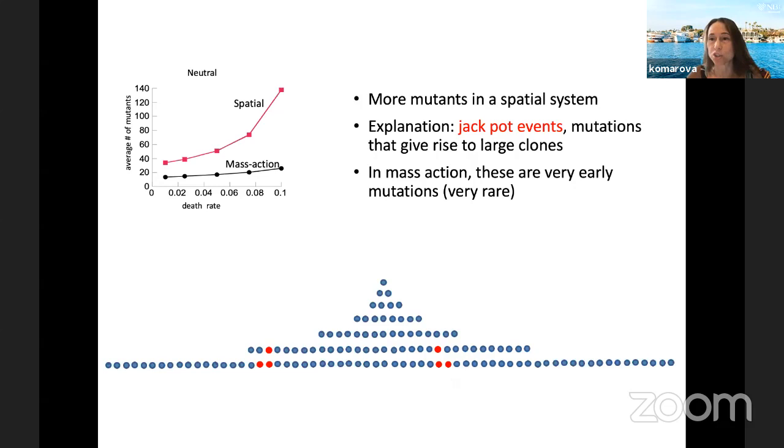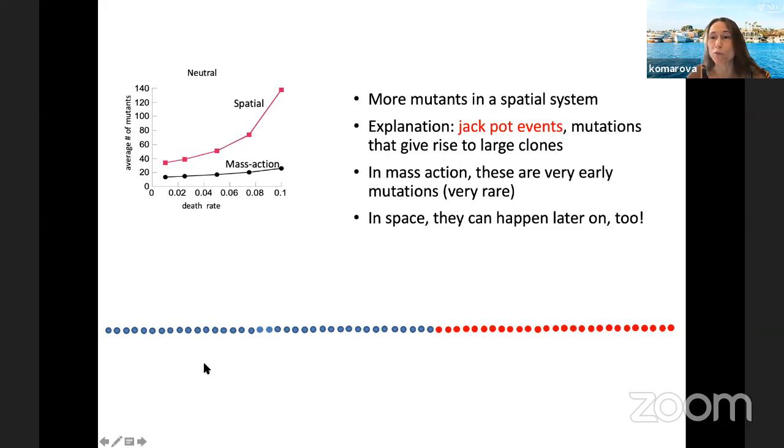Now, it turns out that in spatial systems, jackpot events can happen at any time almost. Look at this. I give you an example of a one-dimensional growth. So you start with this cell on the left. It gives rise to a daughter cell. This divides, and so we have this very unrealistic, but it illustrates the point, right? We have this unrealistic growth of cells in one line. Let's suppose it decides to mutate here. Then all the cells that happen from now on will be mutant, right? But the probability to mutate here or here is the same. So we can have a jackpot mutation almost at any stage. So because of spatial restrictions, it was argued that in space, there are more mutants, right?